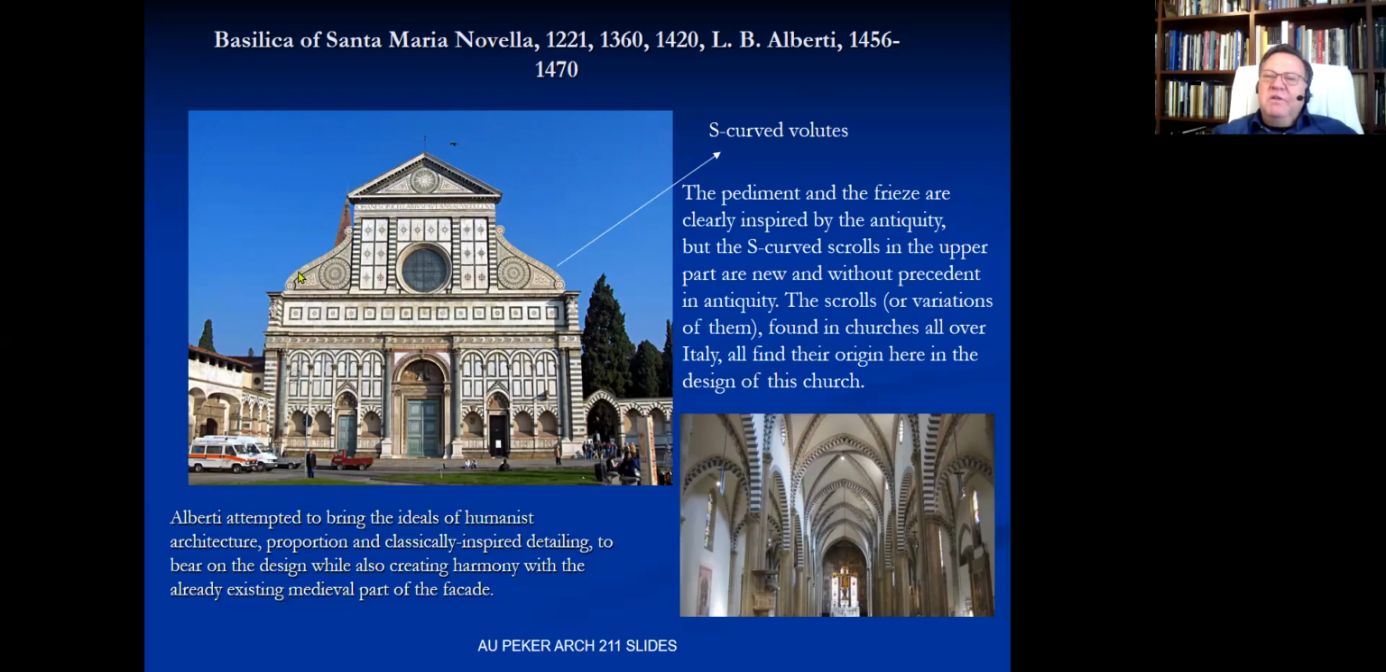The pediment and the frieze are clearly inspired by antiquity, but the S-curved scrolls in the upper part are new and without precedent in antiquity. The scrolls and variations of them found in churches all over Italy all find their origin here in the design of this church. This is the beginning of this idea of integration, or attempt to integrate horizontal and vertical divisions and relate the central projection to the lower zone.